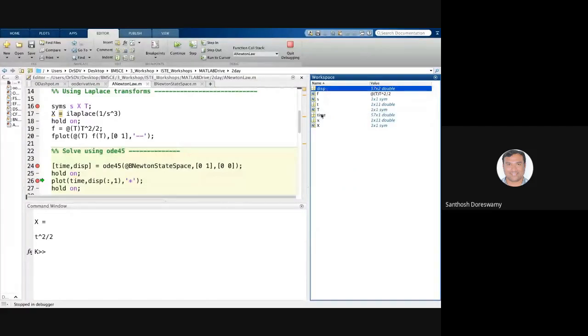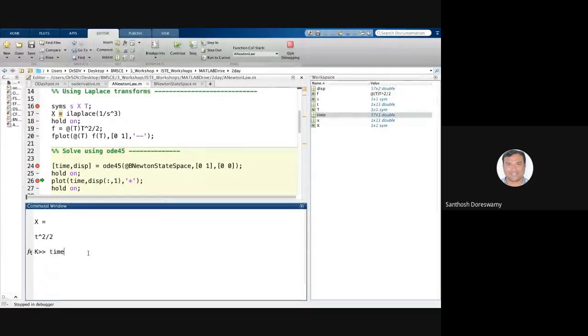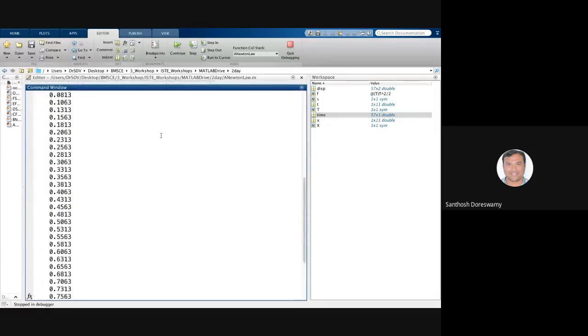If I just type time in the command prompt, you will see that the time varied from 0.001 second, and it terminated at 1 second. Look at the time step: it did an adaptive time step. In the RK4 method, we took a uniform time interval, where delta t was a constant value, but here the time steps actually vary. It is an inbuilt solver in MATLAB that decides the time stepping of how to estimate slopes.